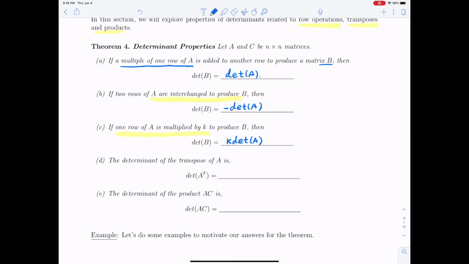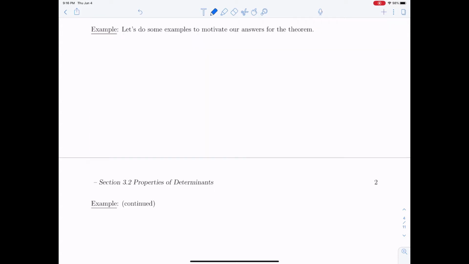And transposing a matrix does not change the determinant. And the determinant of the product of matrices is the same as the product of the determinants of the matrices. So let's do some examples to see whether all these things are true or not. So let's begin with part B.